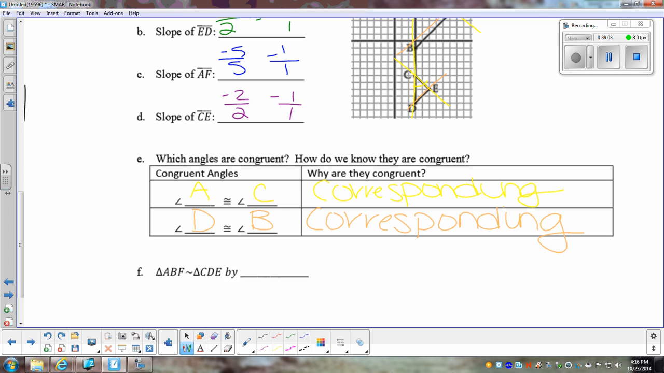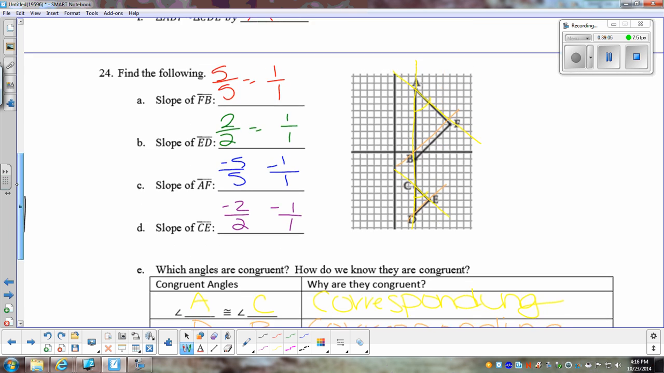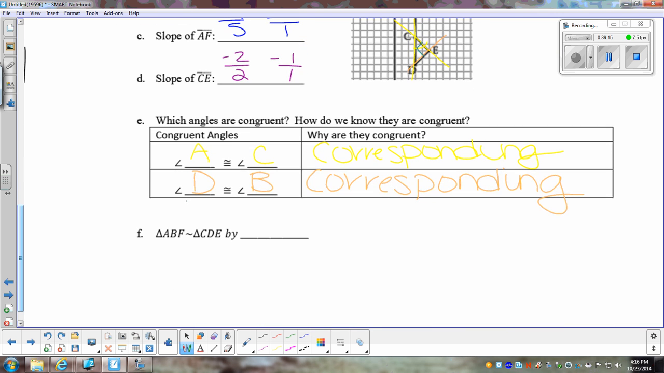Say you only notice one of those, you also still have some parallels in there. 1 and negative 1 are opposite reciprocals of each other. So I know that angle F and angle E are right angles. So again, I could have also used that angle F is congruent to angle E because they're right angles. And again, I do not need all three pairs of sides. I only need two. And this is, again, similar by angle-angle similarity.